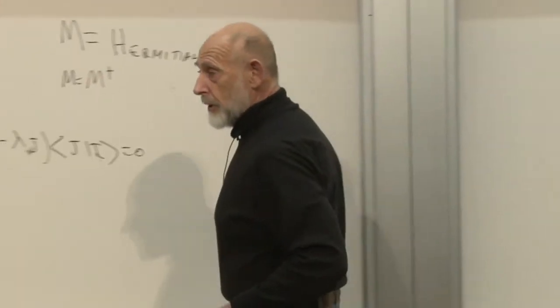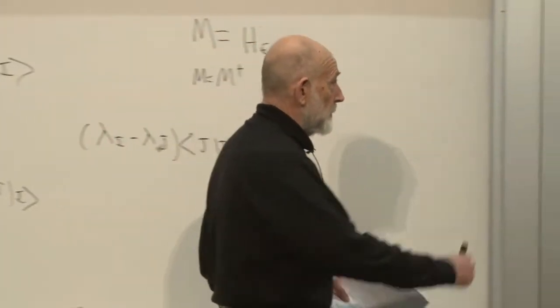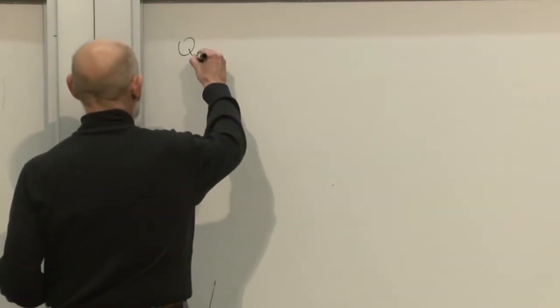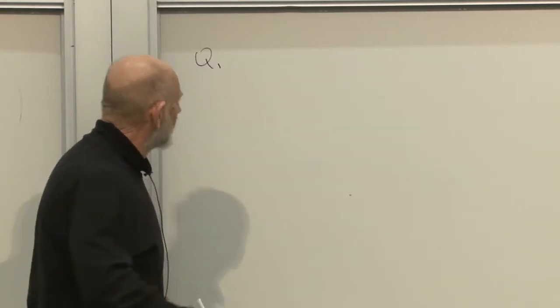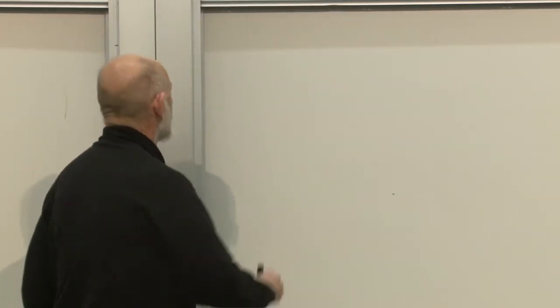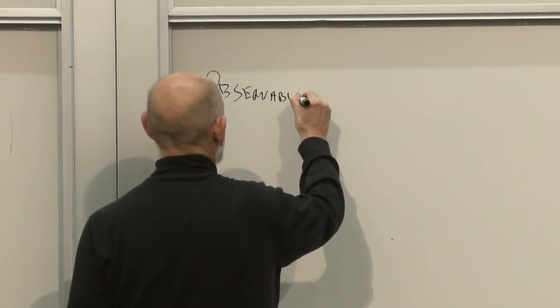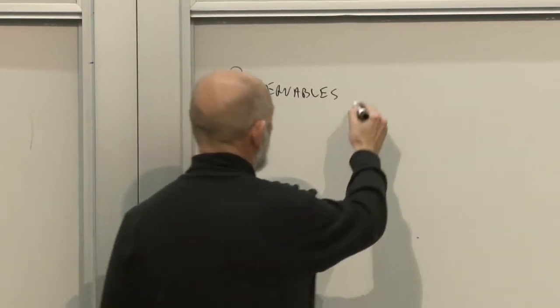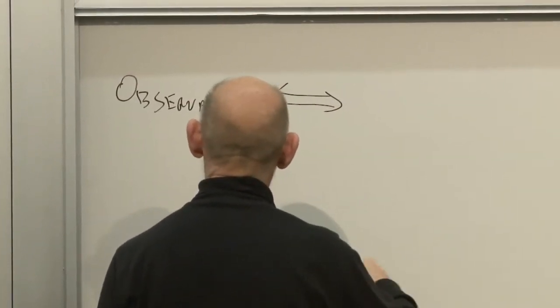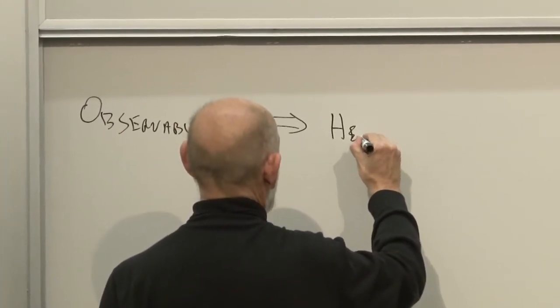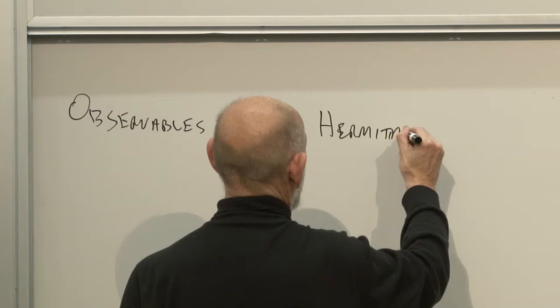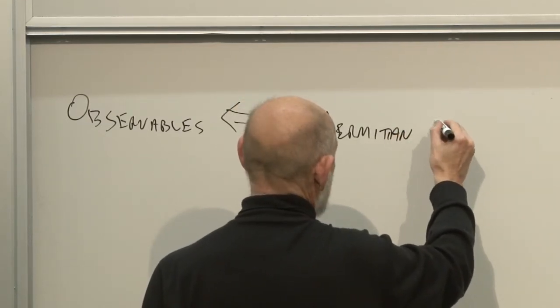The physical measurables are called observables. In quantum mechanics, they're called observables, the things that you can measure. The observables are identified with Hermitian matrices, or Hermitian operators. Observables are represented by, we'll just put an arrow, Hermitian linear, of course, operators.